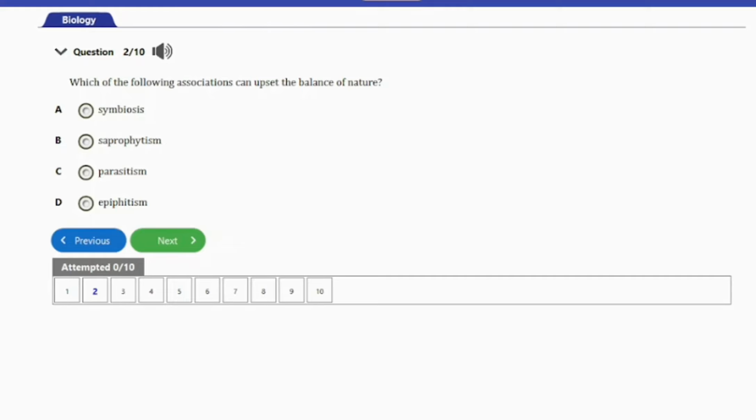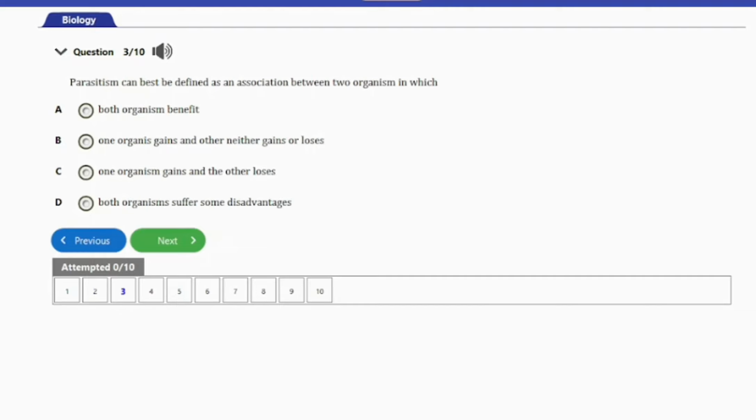It says, which of the following association can upset the balance of nature? We have A, symbiosis, B, saprophytism, C, parasitism, and D, epiphytism. So guys, the answer to this question is option C here, and that's parasitism. So that's it for that question. Let's go ahead and consider the next question. That's question number 3 here.